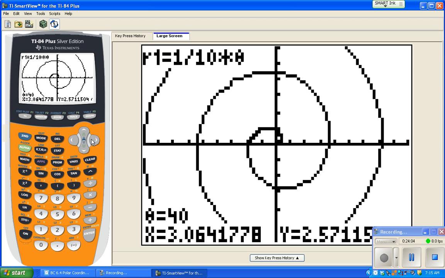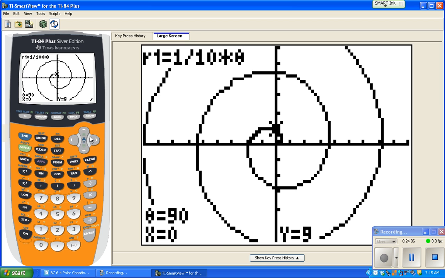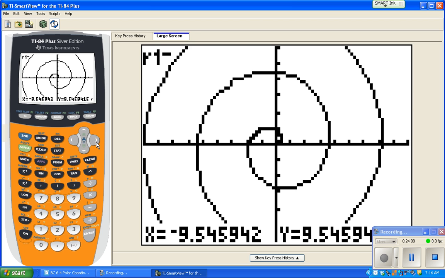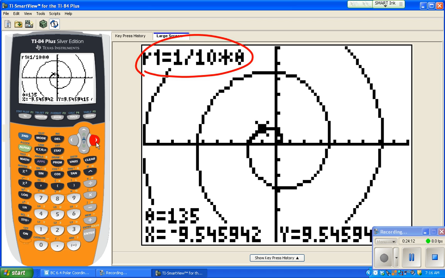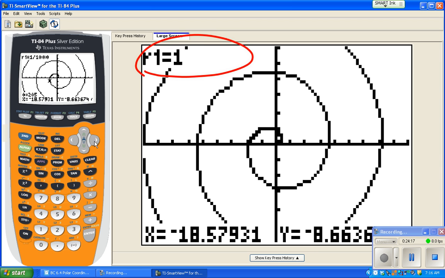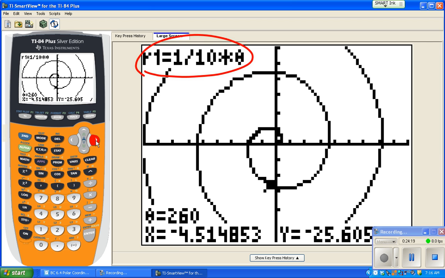Look at, as the angle gets bigger, the radius gets bigger. But that should make sense because if you're looking at the equation here, you're multiplying theta by 1/10. As theta gets bigger, the answer gets bigger. So the radius is the answer. It gets bigger.